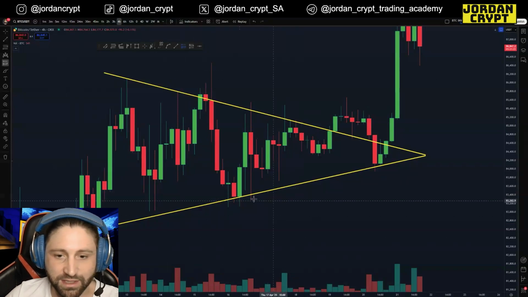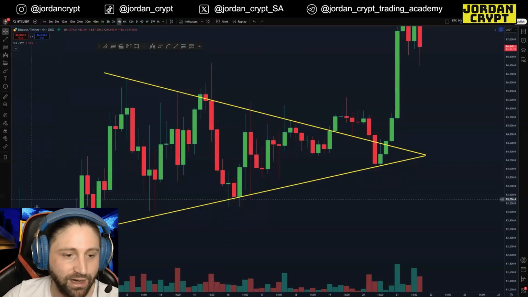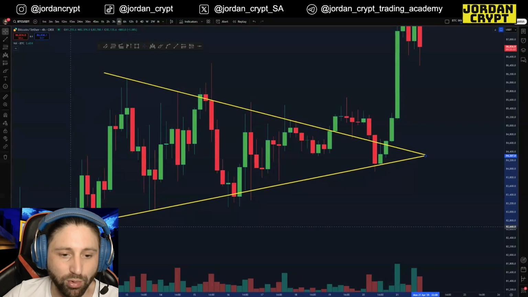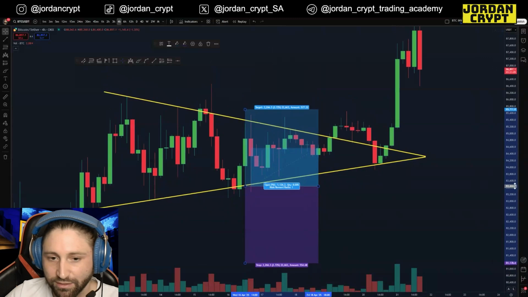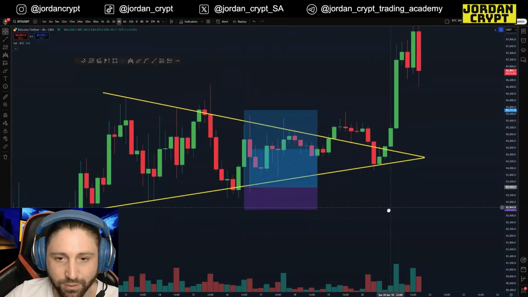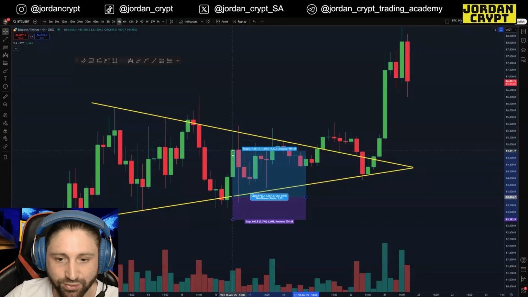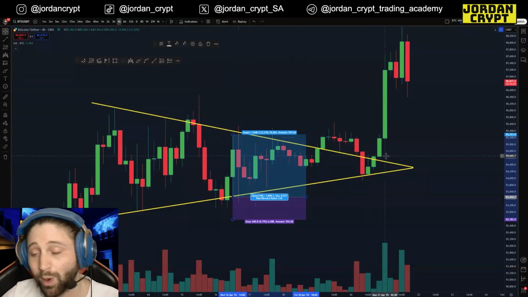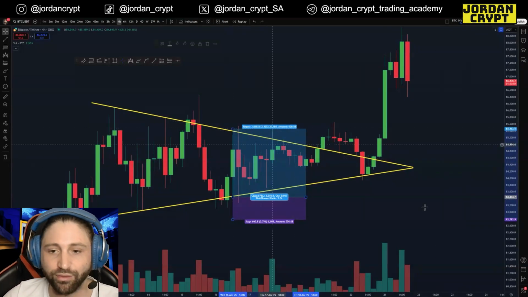So here we can see we are getting nice relevance on this support line, so you can start to enter your long trades. Make sure you give yourself a nice bit of buffer below your previous swing low. Make sure there's a nice risk to reward ratio above 1 to 2. Ideally you want to be looking for a 1 to 3.